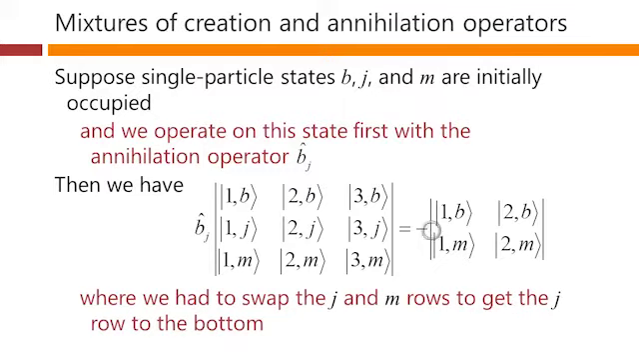And the result will be what we see over on the right with a minus sign, because we had to swap the J and M rows to get the J row to the bottom. So this operator acting on this determinant, we had to swap this down to the bottom before taking it off. That swap down to the bottom put a minus sign in here for us.